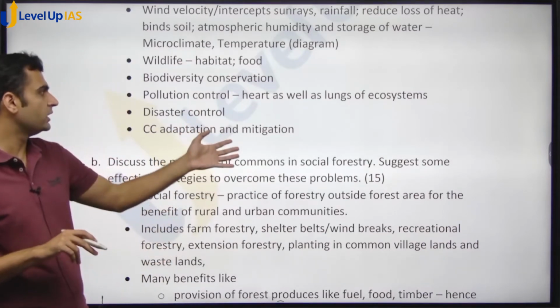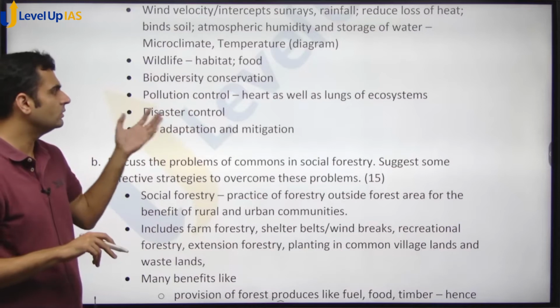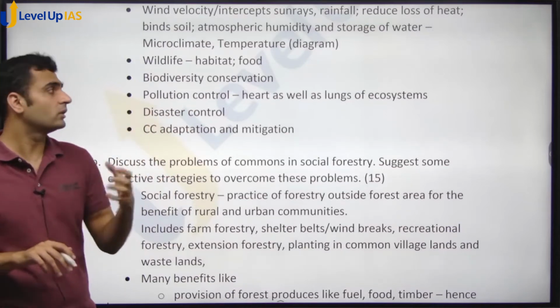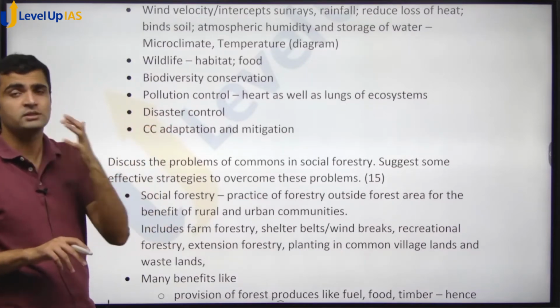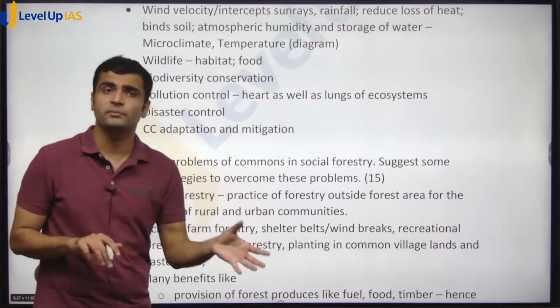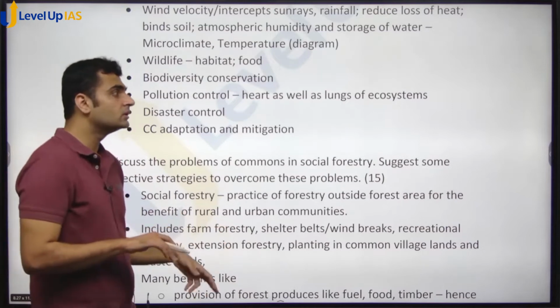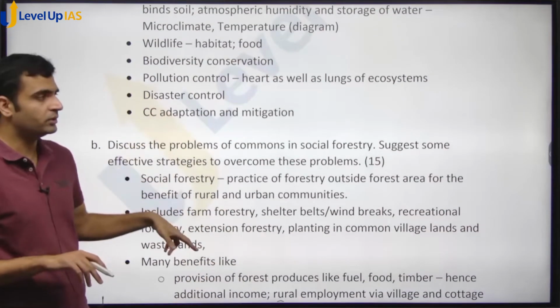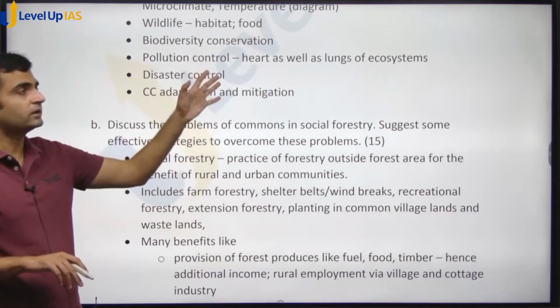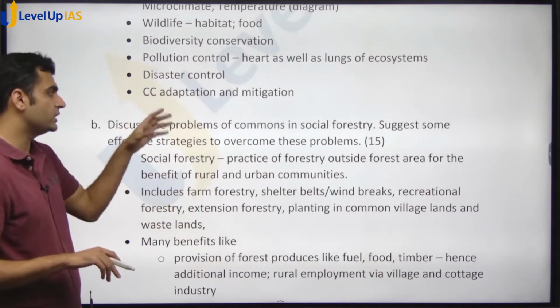climate adaptation and mitigation. So all these things, disaster control, how they can dissipate a lot of cyclonic energy. For example, mangrove forest you can take. Cyclonic energy is dissipated, tsunami energy is dissipated, and thunderstorm control can happen. Lightning, etc., that can be controlled using trees.